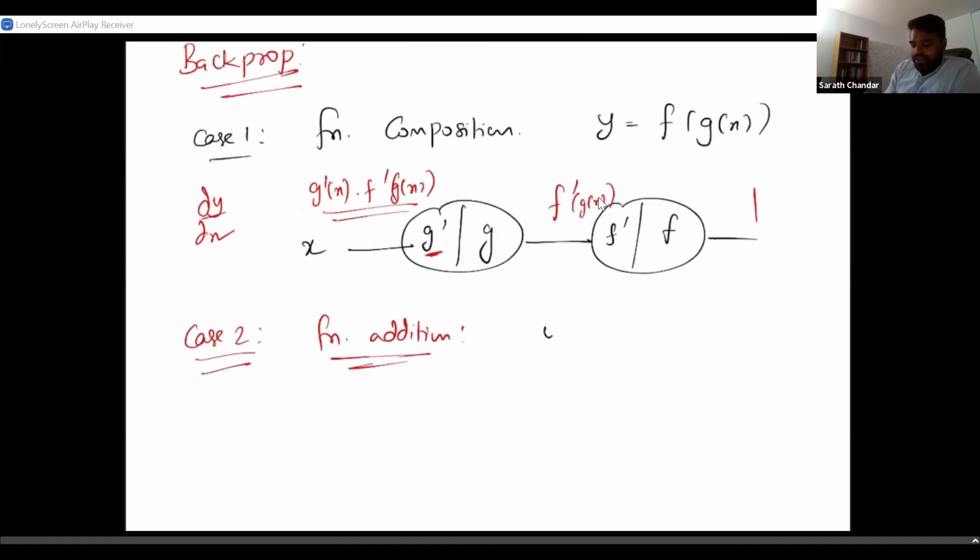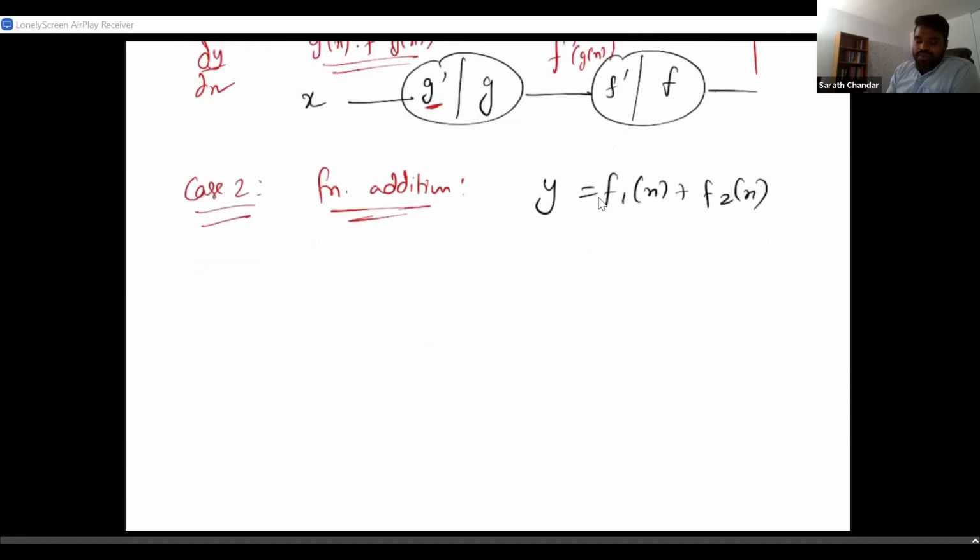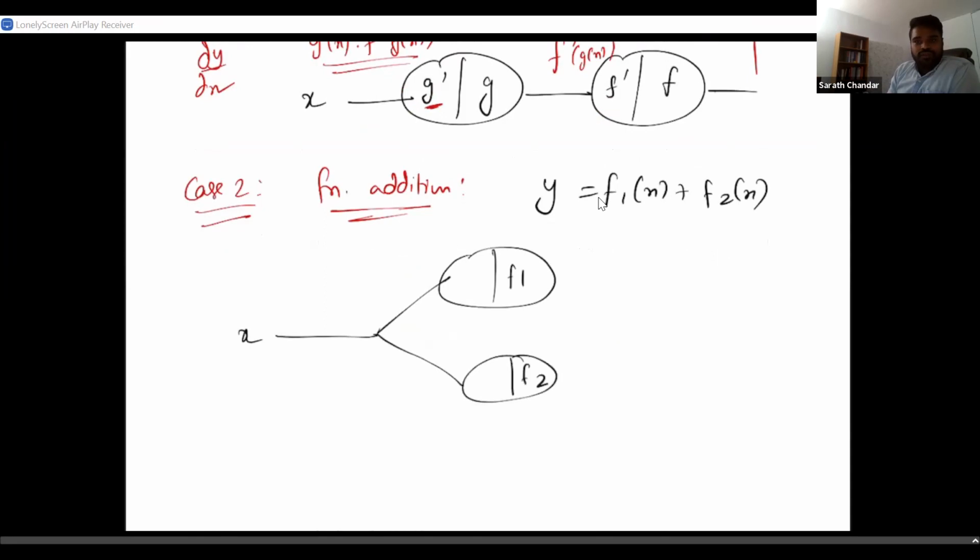Now, let's say I have a function y, which is f1 of x plus f2 of x. Okay. Now, how do I represent this as a computation graph? So I take the x, I pass it to the f1 function as well as to the f2 function. Okay, f1 is going to maintain f1 dash of x, f2 is going to maintain f2 dash of x.